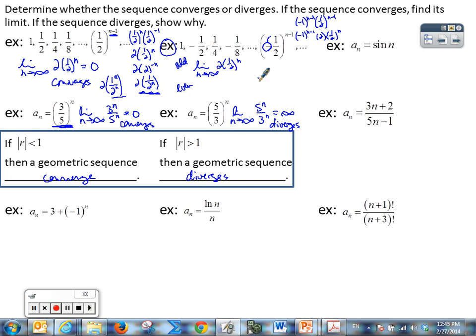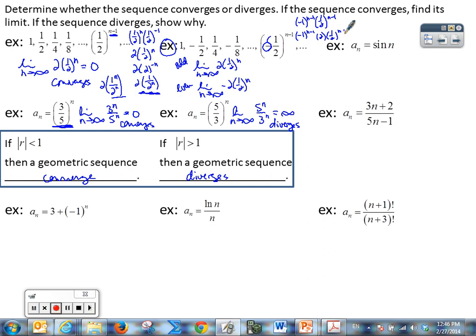Now, if I put even numbered terms, such as n is 2 or 4 or 6 or 8, if I put even numbered terms in here, what happens to this sign? It's going to be negative, isn't it? So I'm going to take the limit of a negative 1 of these. Now notice, I still have an n.